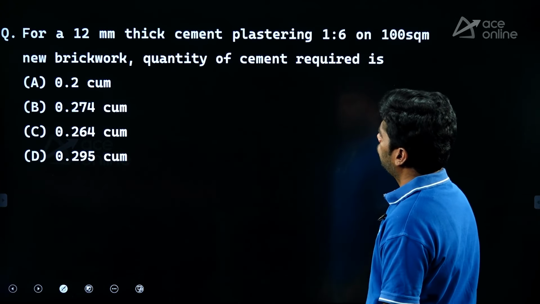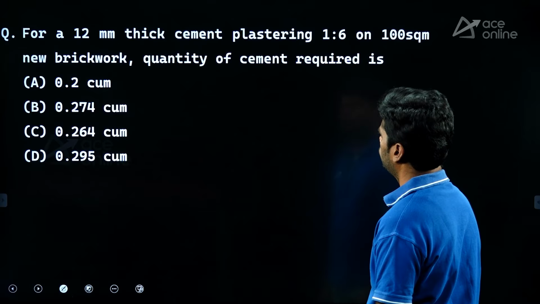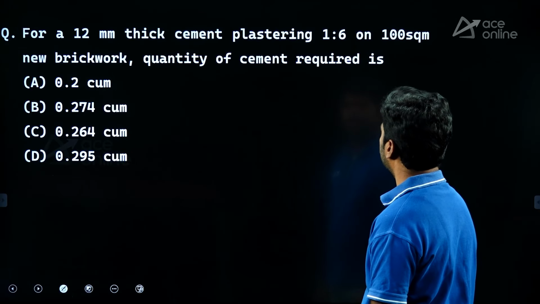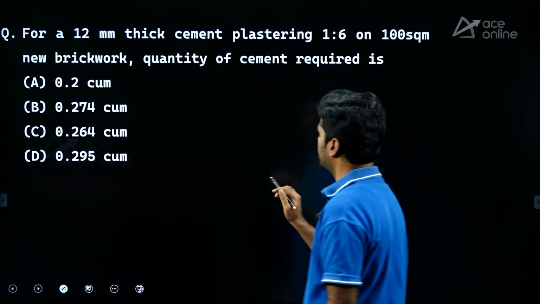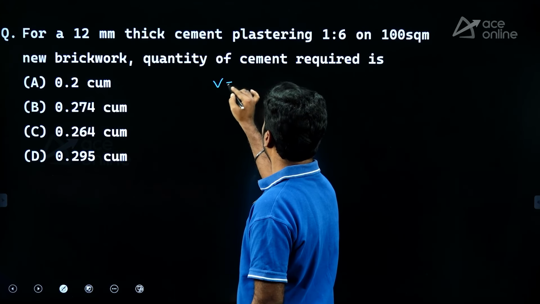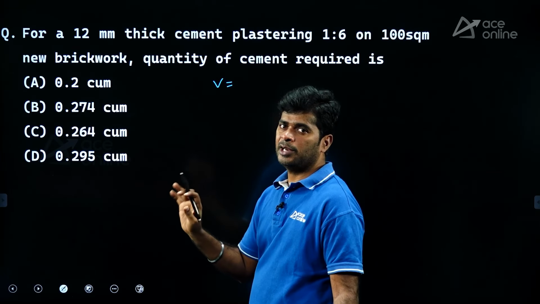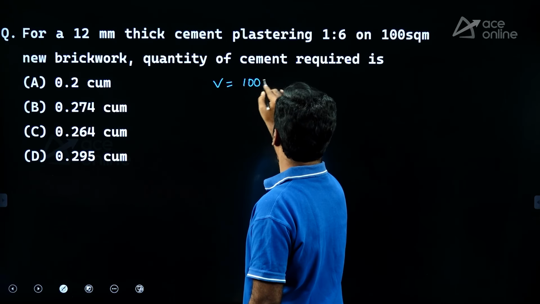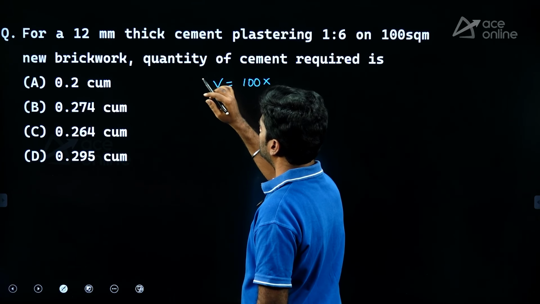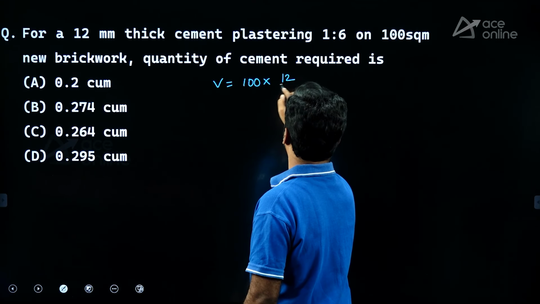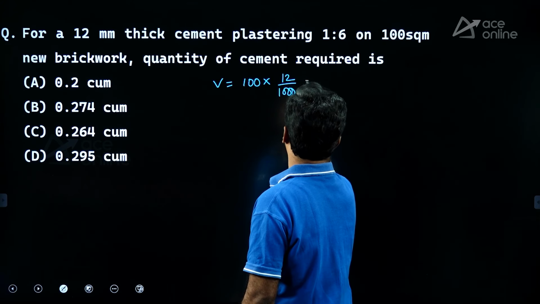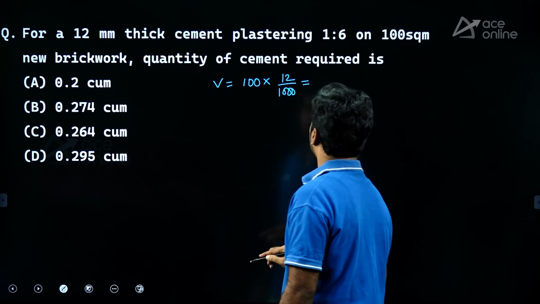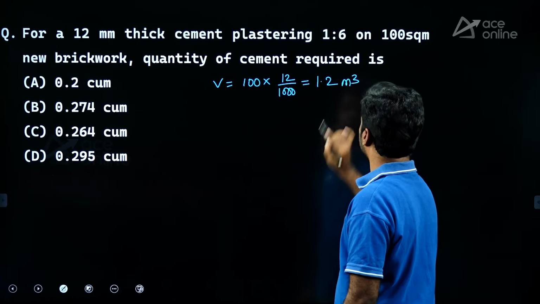Next question. For a 12 mm thick cement plastering 1:6 on 100 square meter new brick work, quantity of cement required. How do you estimate quantity? First of all, you need to find the volume. Volume equals area into thickness. Here area is given as 100 square meter into thickness of plastering, 12 mm. Let us write in meters, 12 by 1000, so you will get 1.2. Volume is 1.2 cubic meter.